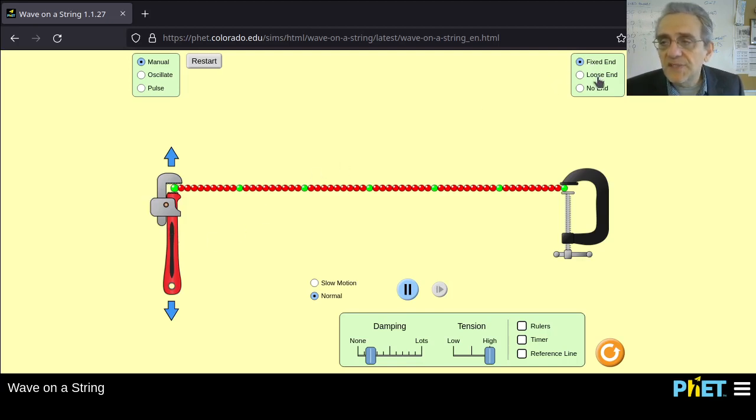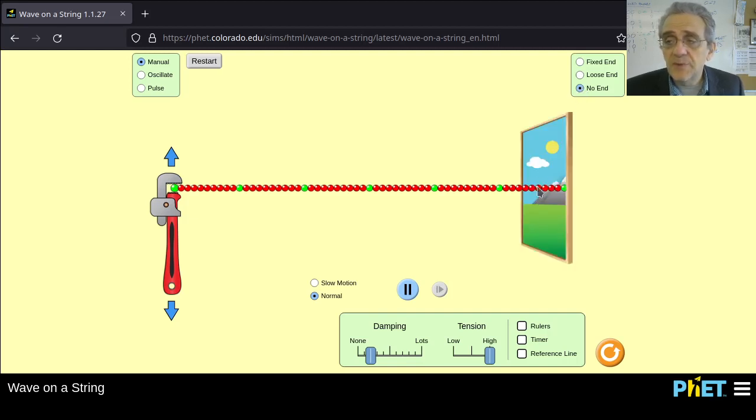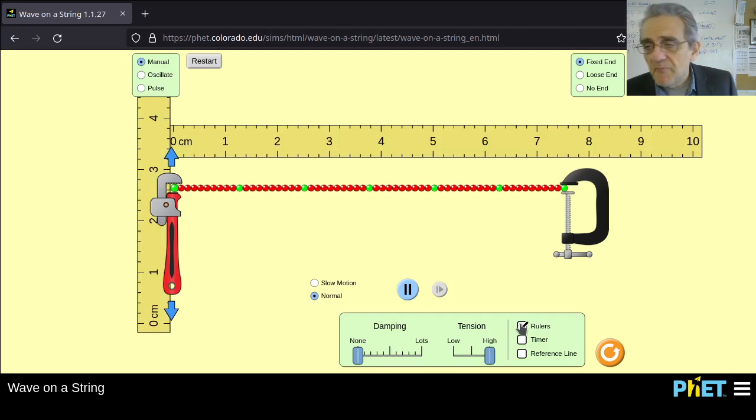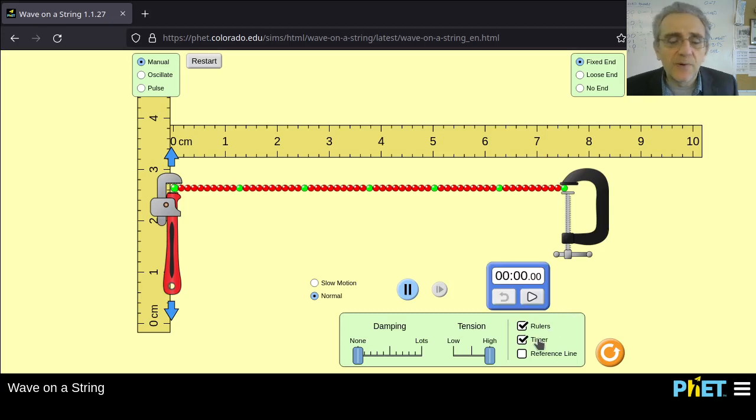You notice we have a few different types of ends. Here we have a fixed end, which is essentially a vise holding the end of the string. Another one is a loose end, where we have a rod with a ring attached to it, so it's not a fixed end. And then the other one is simply a window where the string goes off to infinity and nothing is reflected. Okay, but let's go back to the fixed end. And let's actually also reduce damping to zero, because we don't want any damping here. We can leave the tension for now. If we want, we can put rulers on. And we'll use a timer later, but we can turn it on right now.